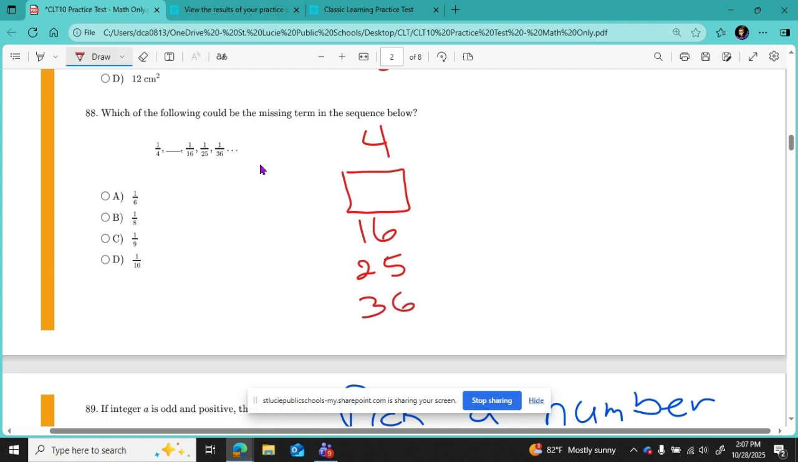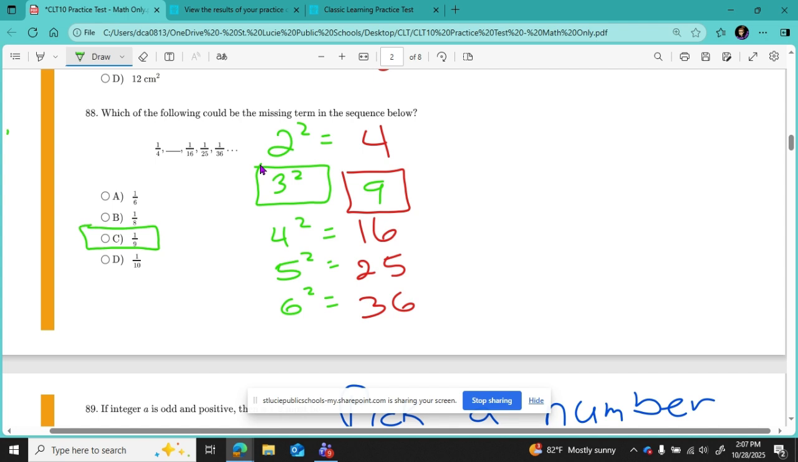36. Something special I notice right away about all of those numbers is that 4 is 2 squared, 16 is 4 squared, 25 is 5 squared, and 36 is 6 squared. So what's missing here? 2, 4, 5, 6. We're missing 3 squared. 3 times 3 is 9. Correct answer. You already had it on C.